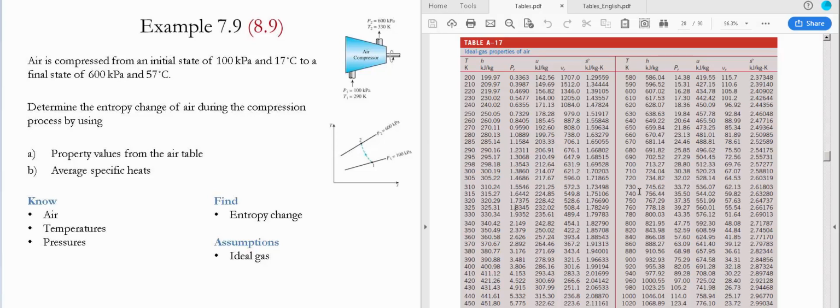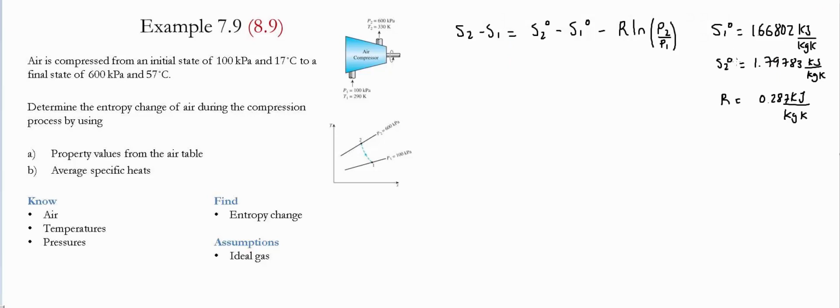Now we go to the table for the air properties and we evaluate the properties at the different temperatures. For the initial temperature of 17 Celsius, which is equivalent to 290 Kelvin, we find that the normalized entropy is equal to 1.66802 kilojoules per kilogram Kelvin. And for the final temperature, which is 57 Celsius, which is equivalent to 330 Kelvin, we find that the normalized entropy is equal to 1.79783 kilojoules per kilogram Kelvin. These are the values that we obtained from the table for the normalized entropies, and this is the constant for air.